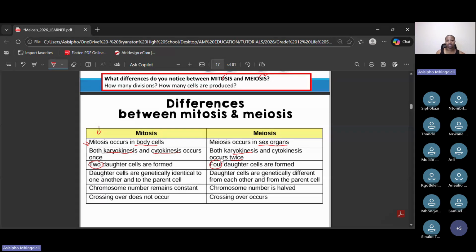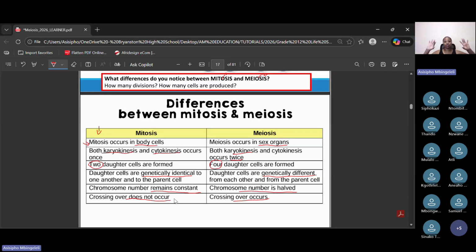Now, how are the cells like? In mitosis, they are genetically identical. And in meiosis, they are genetically different, or you can say genetically non-identical. The word genetically needs to be there. What about the chromosome number? The chromosome number is maintained. It remains constant. And in meiosis, the chromosome number is halved. Then crossing over, we spoke about crossing over. Crossing over will occur in meiosis, and we don't speak about crossing over in mitosis.